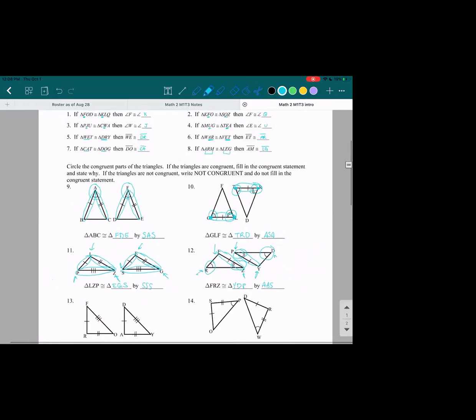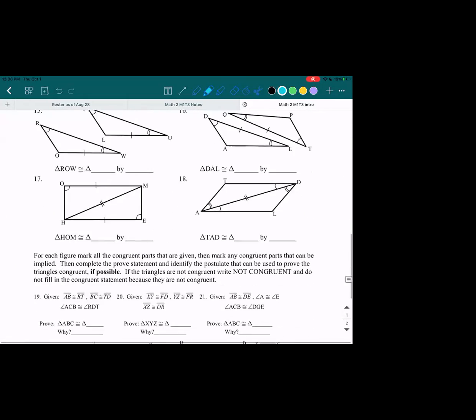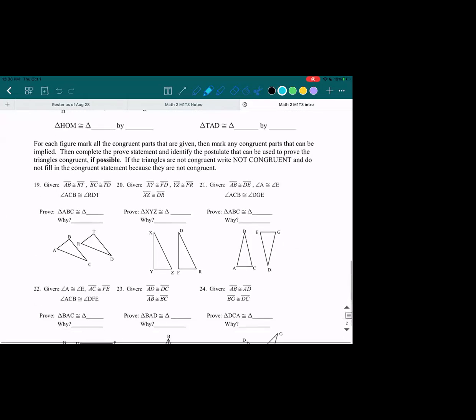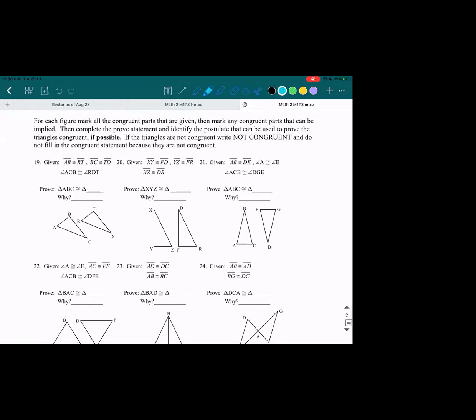Alrighty, I'm going to zoom out. Let's skip a few so that we can go to the last section, and then maybe you guys can start the homework in class, hopefully. So on this section, for each figure, mark all the congruent parts that are given, then mark any congruent part that can be implied. Then complete the proof statement and identify the postulate that can be used to prove the triangles are congruent if possible. If the triangles are not congruent, write not congruent and do not fill in the congruent statement because they are not congruent.